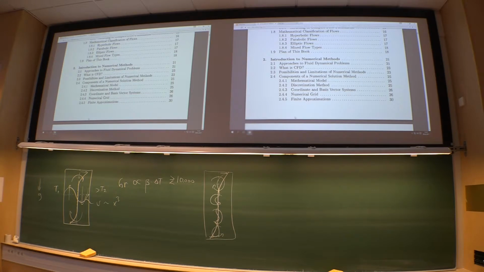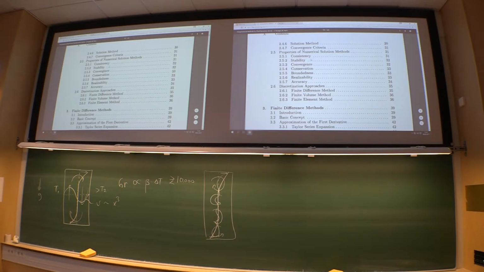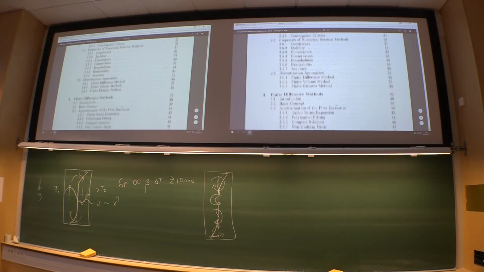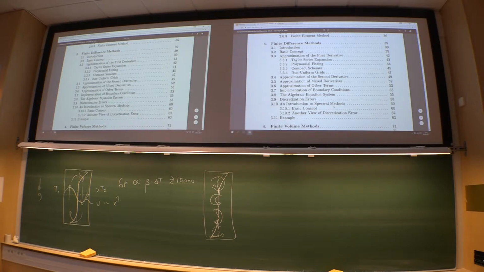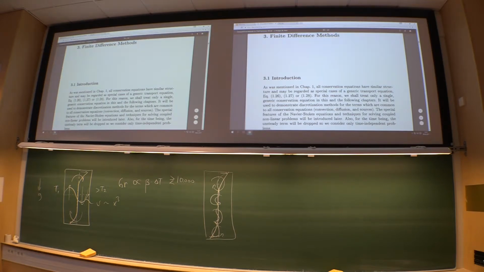And then number 2, also not so interesting for us. A little bit of talk, but then some definitions here: consistency, stability, convergence, so on. Also interesting. And a quick description: what's finite difference, what's finite volume, what is finite element. So chapter 3, then he starts with finite difference methods. So we can have a little look at what he's doing there. Chapter 3 should be here.